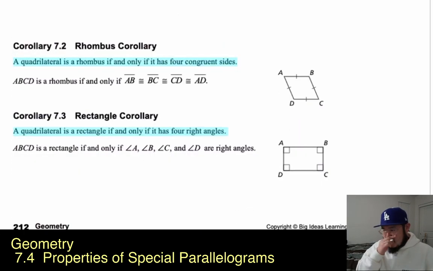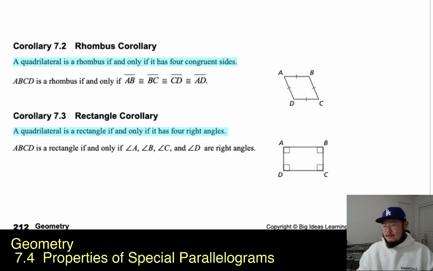So let's take a look at this 7.2 corollary. The rhombus corollary states that a quadrilateral is a rhombus if and only if it has 4 congruent sides. So if it has 4 congruent sides, you've got yourself a rhombus. These are characteristics that you're going to want to put in that flow chart as well, to help you understand what some of these characteristics of the rhombus are.